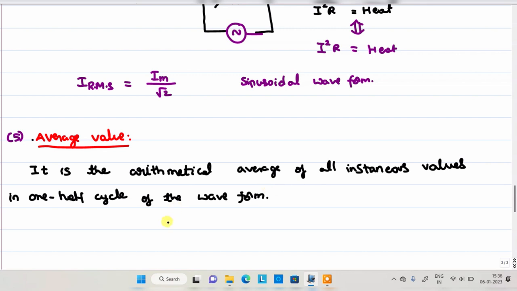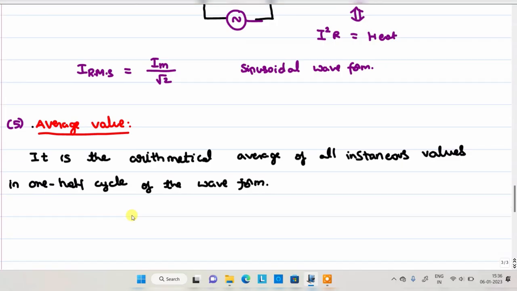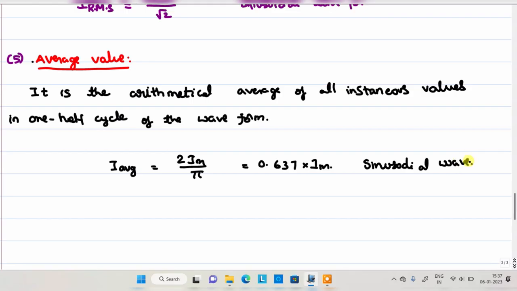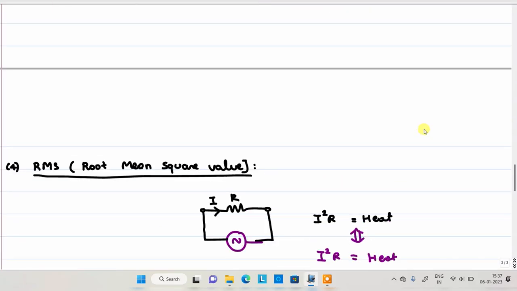The average value for an alternating sinusoidal waveform is I average equal to 2 Im by pi, which is equivalent to 0.637 into Im. Everyone remember these two formulas. This is for a sinusoidal waveform, that is important. Okay, so all of you got the average value and RMS value.